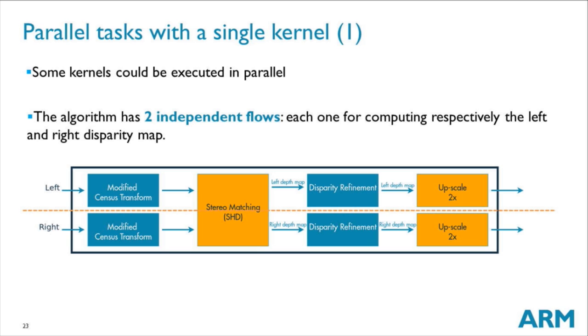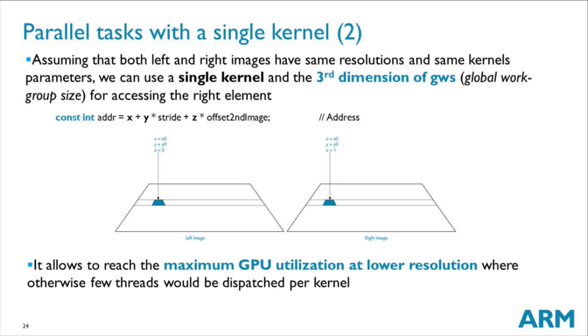For instance, the algorithm has two independent flows, each one for computing respectively the left and right disparity map. What is the idea? The idea is, instead of submitting two kernels for computing the modified Census Transform on the left and right image, to try to use a single kernel for computing the left and right modified Census Transform. One possible approach, assuming that both left and right image have the same resolution and same kernel parameters, is to use a third dimension of the global workgroup size for accessing the right element. So we have a single kernel for computing respectively the modified Census Transform on the left and right image. The important aspect is that it allows us to reach the maximum GPU utilization at a lower resolution, where otherwise few threads would be dispatched per kernel.